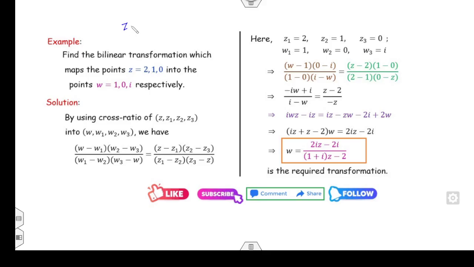You can check your answer as well. When you substitute Z is equal to 2, your answer must be 1. The numerator becomes 4 iota minus 2 iota, and the denominator becomes 2 plus 2 iota minus 2. So it is 2 iota over 2 iota, that is 1. Similarly, when you substitute Z is equal to 1, the answer becomes 0. And when you substitute Z is equal to 0, the answer becomes iota.